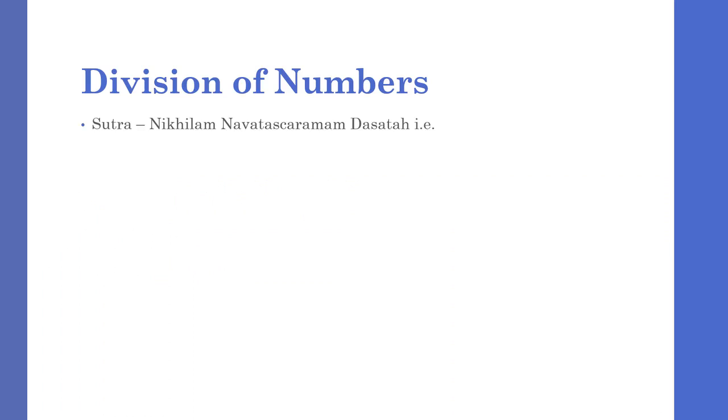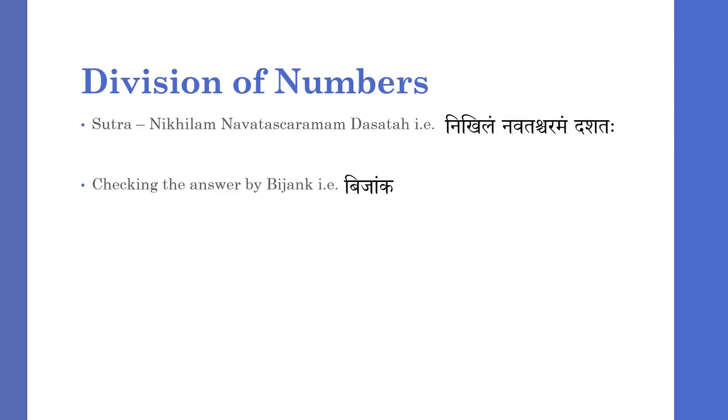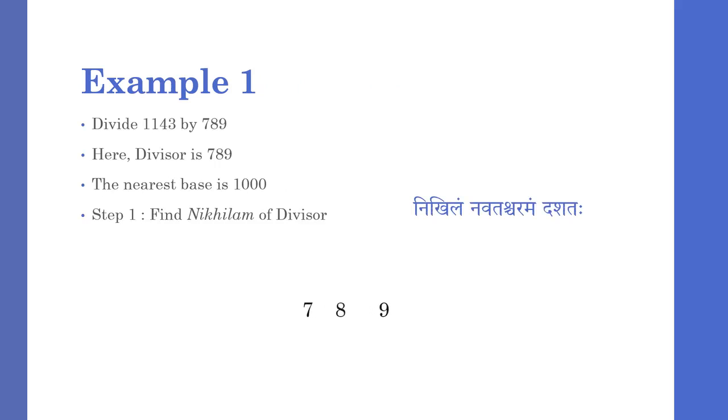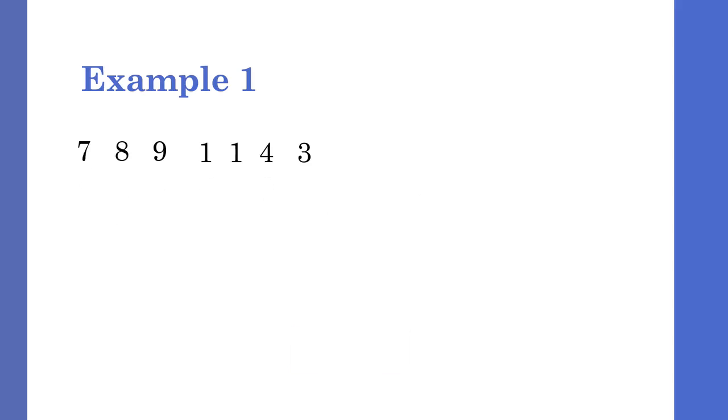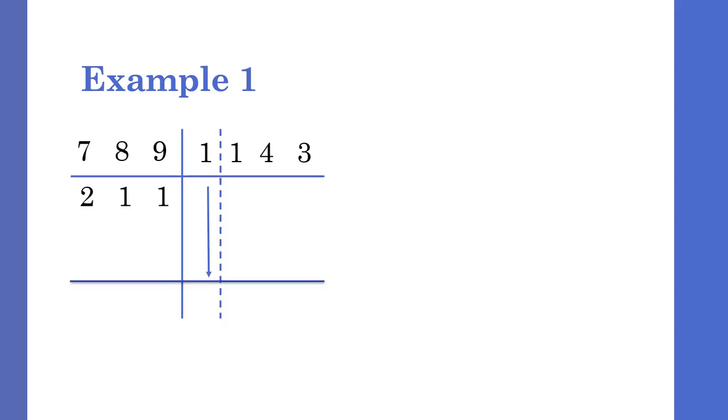Let us divide the numbers by Nikhilam Navata Charamam Dashata. More examples. Let's try dividing by a 3-digit divisor. So the nearest base is 1000 and let us find its Nikhilam. It comes out to be 211 here. Let us arrange for division. Put the Nikhilam, separate for remainder and perform division.